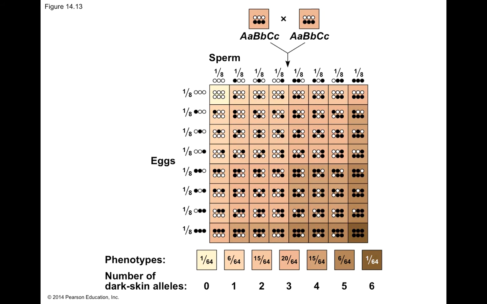If we were to graph this data, we would get a bell curve. Very few individuals would have all lowercase letters and would have very light skin, and very few individuals would have all capital letters and have very dark skin. Most individuals would fall somewhere in the middle. And it doesn't matter which letters are capital, just how many total capital letters you have.